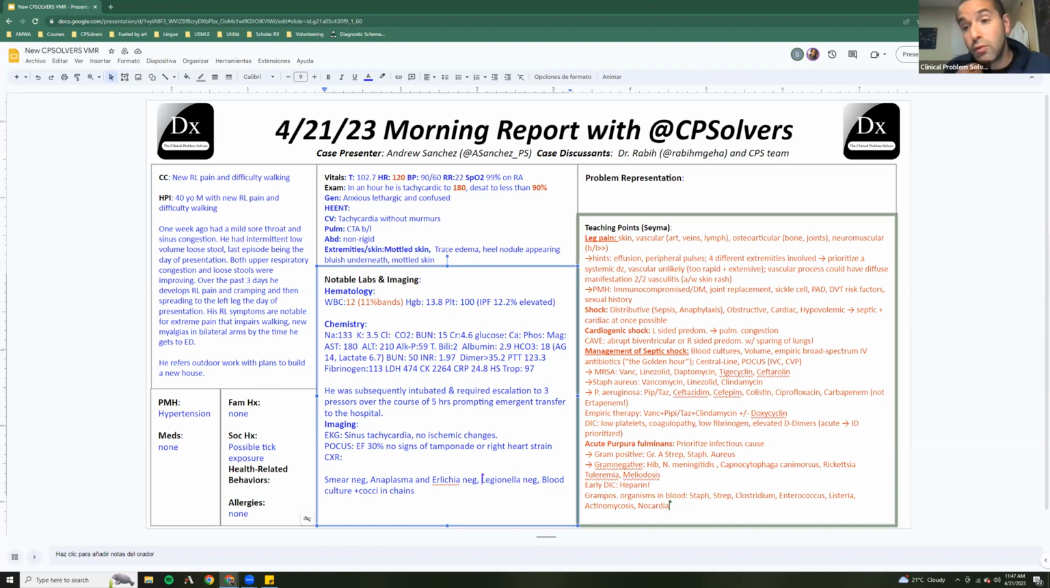Within cocci, you want to know, are they in clusters or chains? Clusters suggest Staph aureus or Aerococcus. Chains suggest Strep or Enterococcus. As a general rule of thumb, Enterococcus is usually not very virulent. It causes subacute bacteremia. Patients usually come in with a week or two of symptoms. It's very rarely this critical. So this patient, you see gram-positive cocci in chains. Strep versus Enterococcus, you'd probably lean strep.